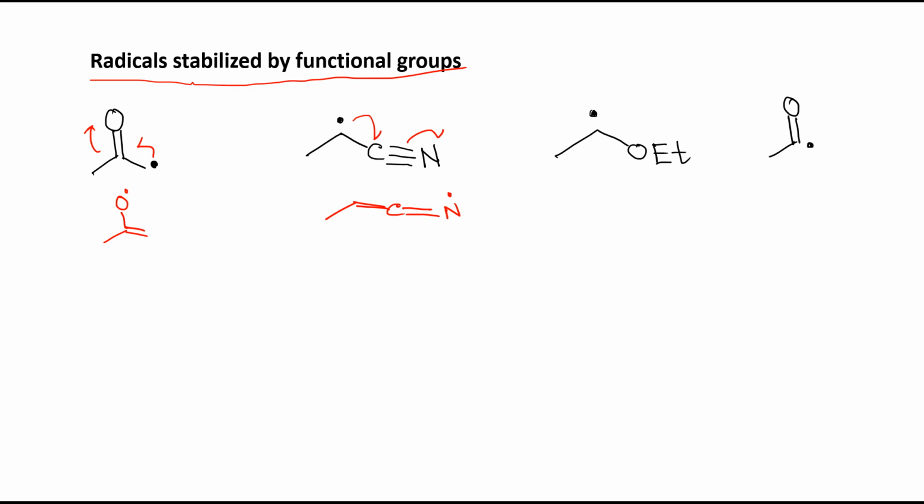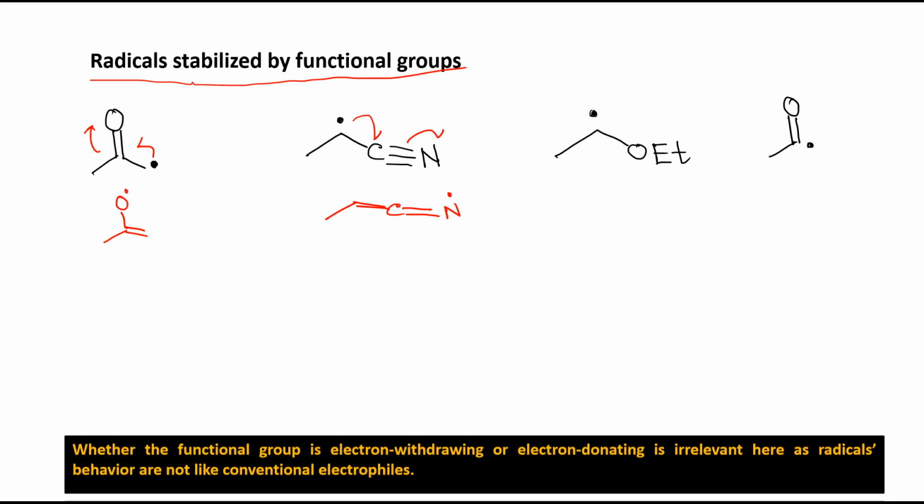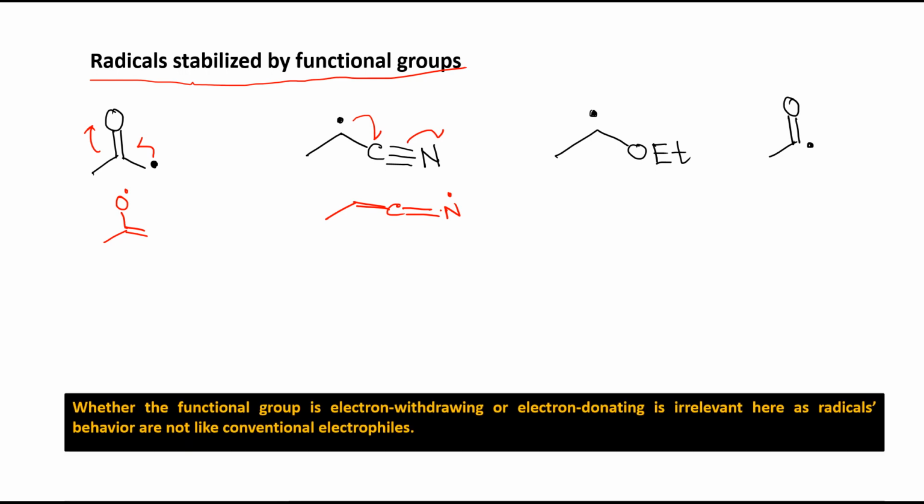Now don't try to find any correlation that only when there is an electron donating group it is stable because radicals are electron deficient. No, it is not. It's their behavior, that is free radicals behavior, it is not like a conventional electrophile. Conventional electrophiles, you can say that they are electron deficient, so obviously they need some electron donating groups. But here that logic is not applicable. So whether the functional group is electron withdrawing or electron donating, that question is irrelevant here.